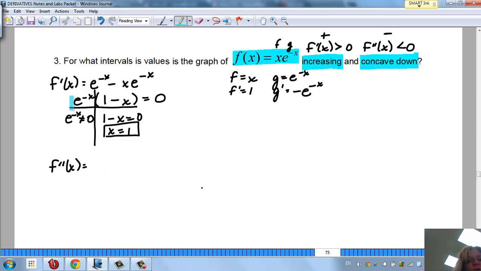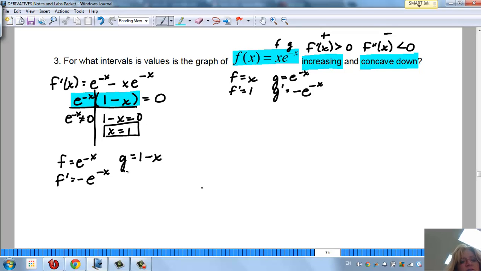What I want to use is this one right here to do the derivative with, because this one will make it more complicated. Here we can do the product rule again. Let's do the product rule right away here, and then I'll do it underneath. So f is going to be e to the negative x in this case. F prime is negative e to the negative x. G is going to be 1 minus x. G prime is going to be negative 1.